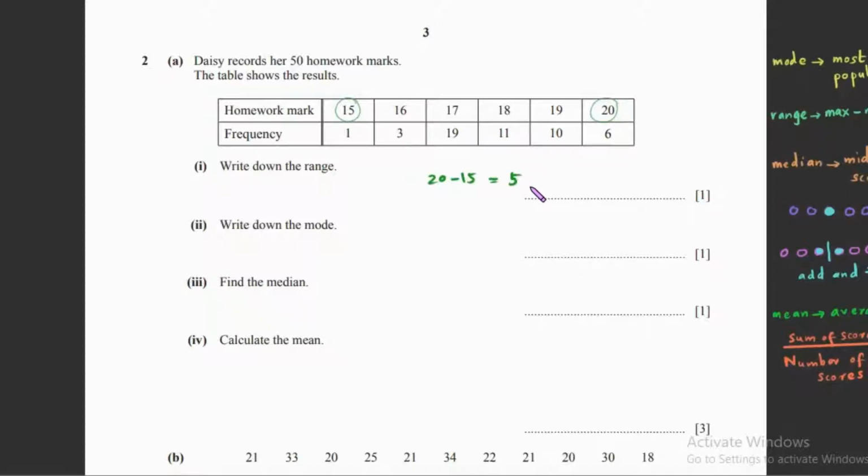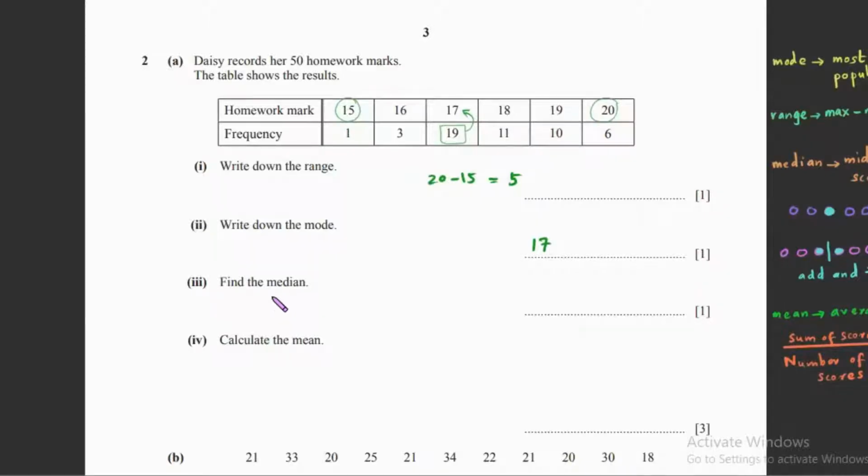So that's the range. The mode is going to be the most popular score or the most frequent score. So we need to check which one has the highest frequency. It's going to be 19, but the mode will be the score that occurs 19 times, which is going to be the 17. So 17 is the mode. This 19 explains that 17 occurs 19 times. That's the meaning.